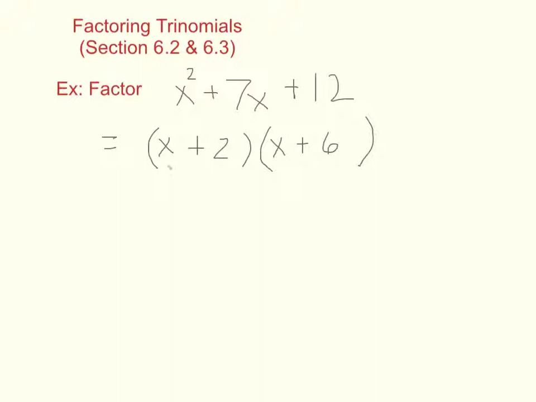And when I check the OI in the FOIL, the outside will give me 6x, and the inside will give me 2x. So guess what? This is actually not going to work, because when you add those two terms together, you get 8x. And the middle term is supposed to be 7x. So that didn't work. So you don't erase at home. I'm just erasing on the screen here. But you would just put a line through it.